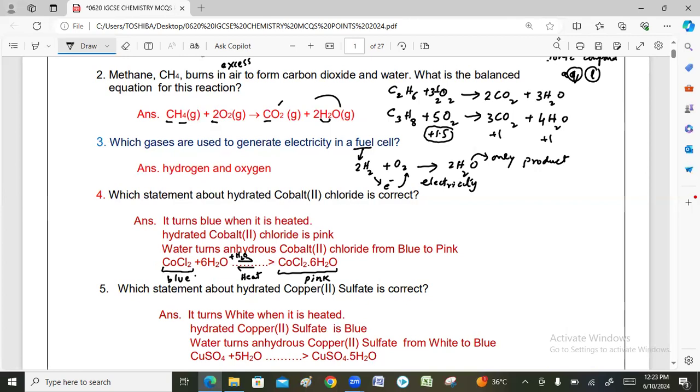Now, when we heat this reaction from right to left, that is endothermic, because for the hydrated form there is a bond breaking between the water of crystallization and cobalt(II) chloride. So from left to right, the change is exothermic, and from right to left, the change is endothermic.